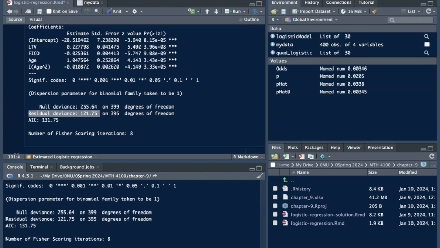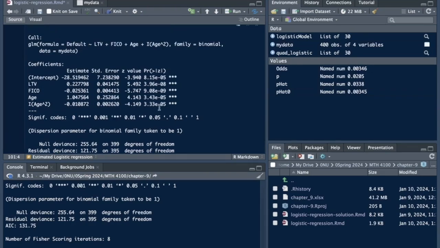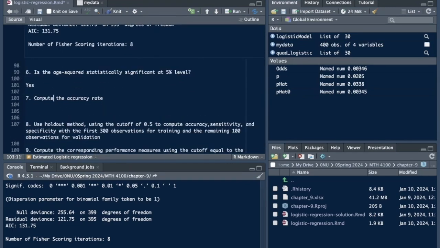The residual deviance is a measure of how well the fitted model explains the observed data. We use this measure to assess the goodness of fit of the logistic regression model, and it's based on the likelihood ratio test. This is kind of beyond this class, but it's good to know. So we can tell that the second model is much better compared to the first one. The squared age is still significant, yes, it is. Look at this one, the p-value is less than 0.05. Now the question says compute the accuracy rate.